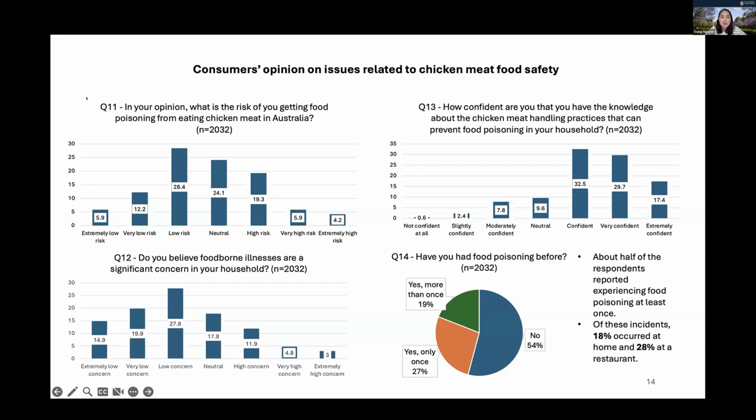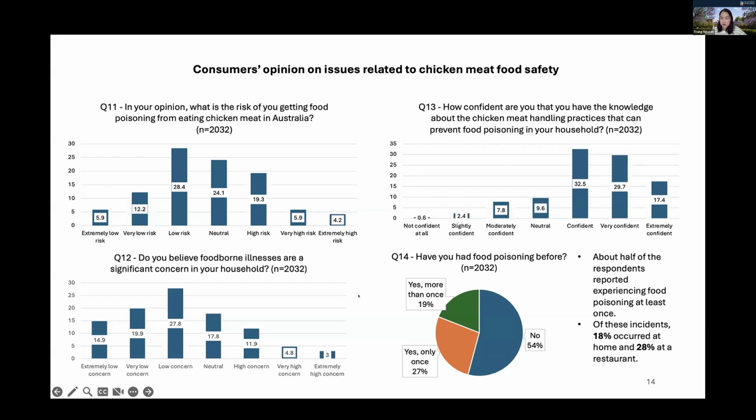In question 14, we asked, have you had food poisoning before? And nearly half of our respondents say yes. 27% had it once before, and 19% had it more than once. And of these incidents, 18% occurred at home, where practicing these handling practices to improve food safety might be able to prevent them, and 28% happened at a restaurant. So I think that is a snapshot of our results that we've got so far.